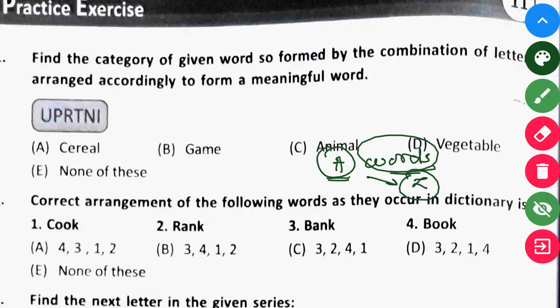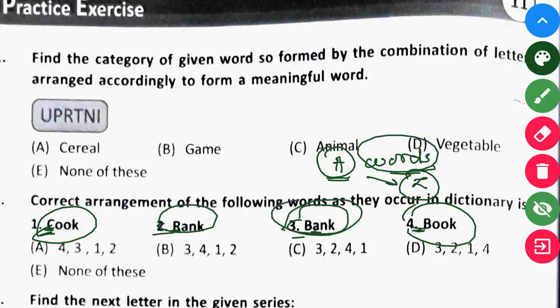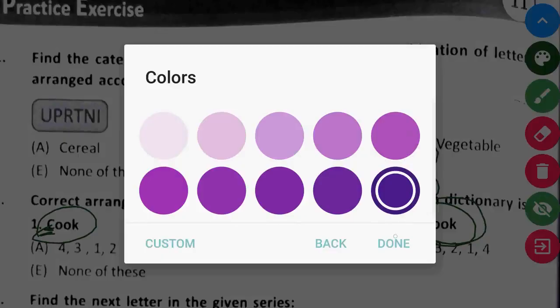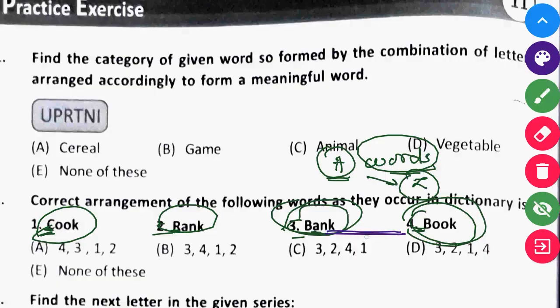Now see, we have to see the first letter of every word first. So C, C, R, B, B. In cook there is C, in rank there is R, in bank there is B, in book there is B. Now the confusion is bank and book. Both the words start with the letter B. Now what is the next step?